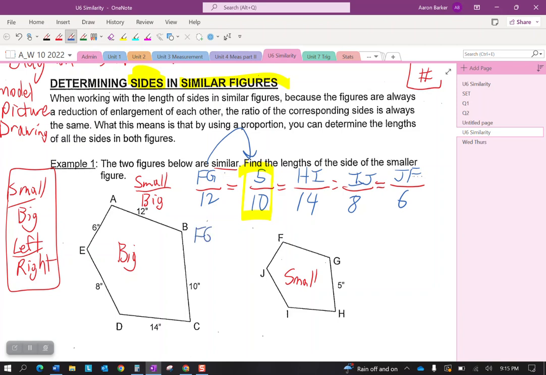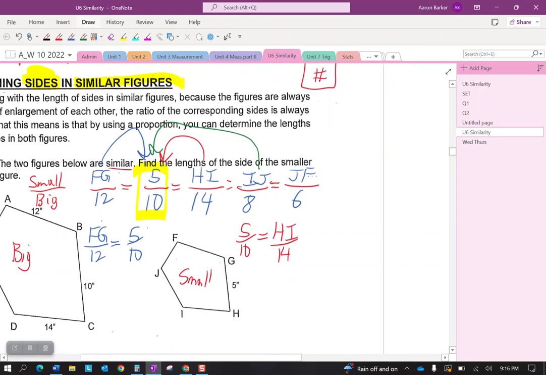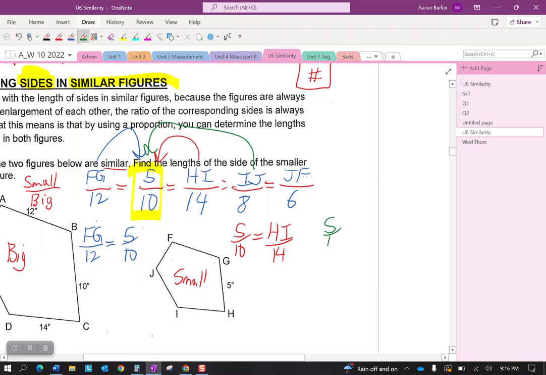So we can say FG over 12 equals 5 over 10. But we can also say that this fraction equals 5 over 10. So we can say 5 over 10 equals HI over 14. And since they're all equal to each other with equal signs, we can also say this fraction here equals 5 over 10. So we can say 5 over 10 also equals IJ over 8.